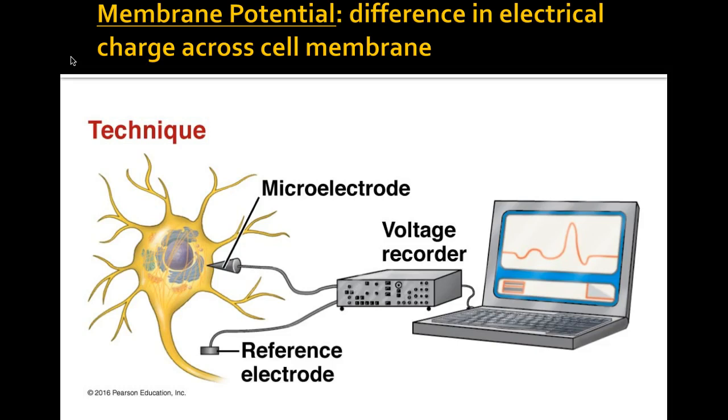A difference in charge is also known as voltage. The picture shows a technique for how that membrane potential is measured using a voltage recorder, showing that there's a difference in the charge inside that neuron versus the outside when that neuron is placed in a type of solution.